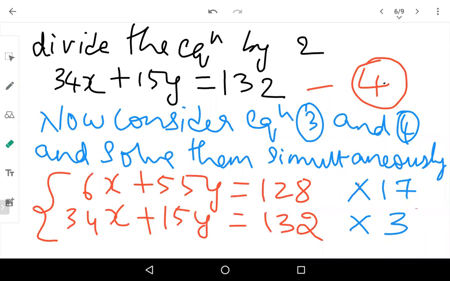Okay. So 6x plus 55y is equal to 128 into 17. Yes, correct. x is equal to 3 and y is equal to 2. Okay, so help me to solve the equation now quickly. So what will be the equation?